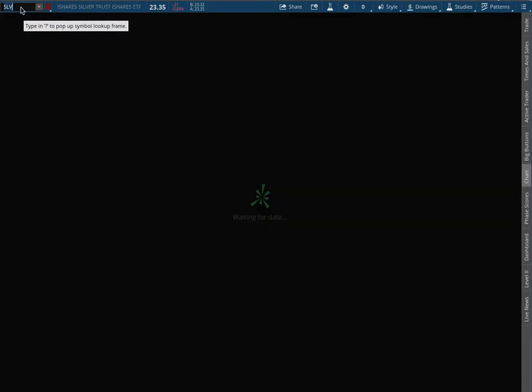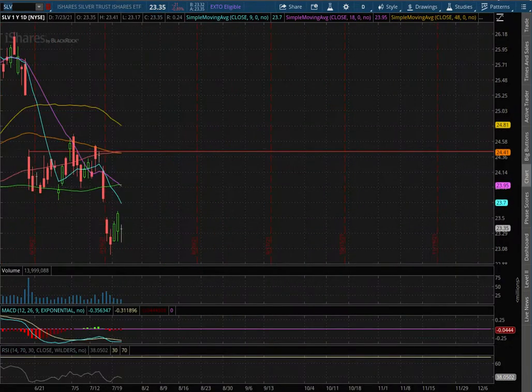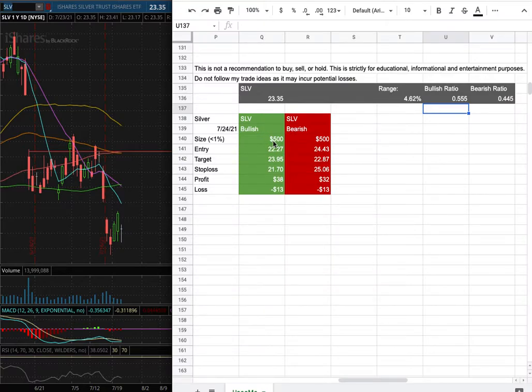As for the trade idea, I'll be trading SLV, and my position size for it is less than 1% of my portfolio, with long entries at $22.27. My sell target is at $23.95, and my stop loss is at $21.70.